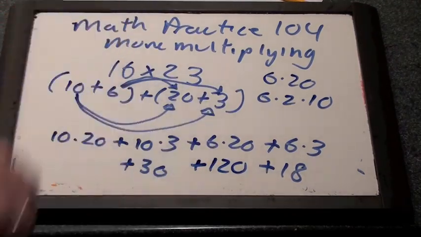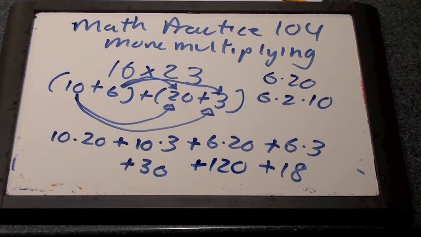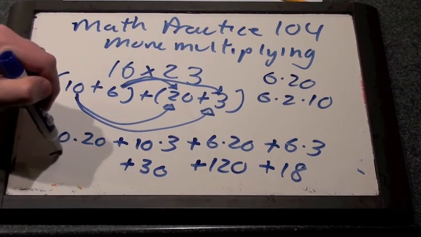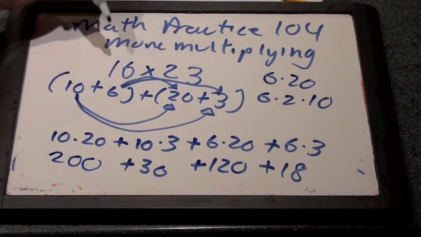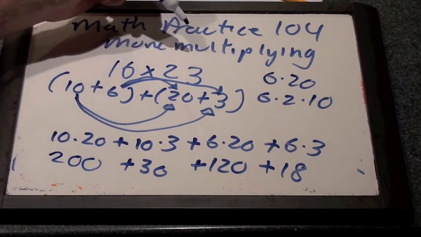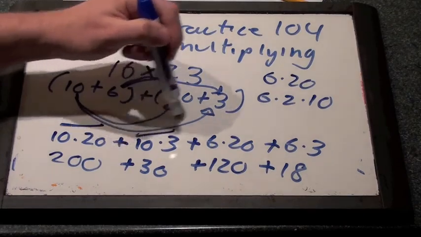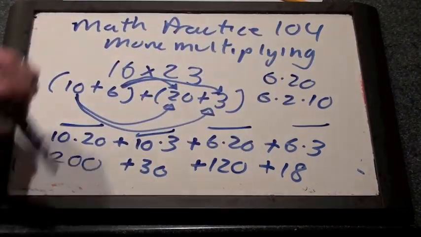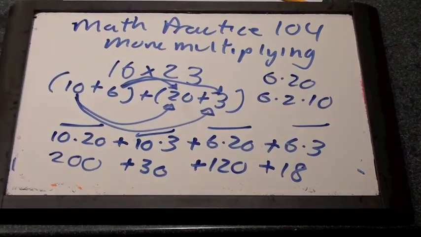Now 10 times 20. What does that kind of look like that's in your multiplication table? It kind of looks like 10 times 2, and then add a 0. So what is 10 times 20? Well, 10 times 2 is 20, that's 200. All right. So when we're trying to multiply 16 times 23, really we just have to do 10 times 20, 10 times 3, 6 times 20, and 6 times 3, which is 200 plus 30 plus 120 plus 18.